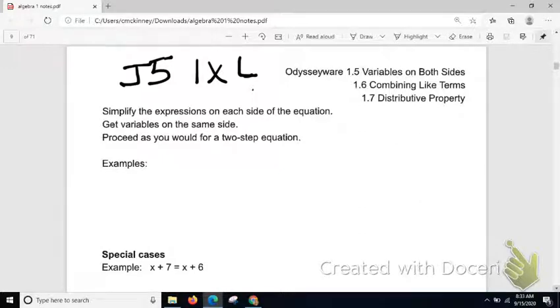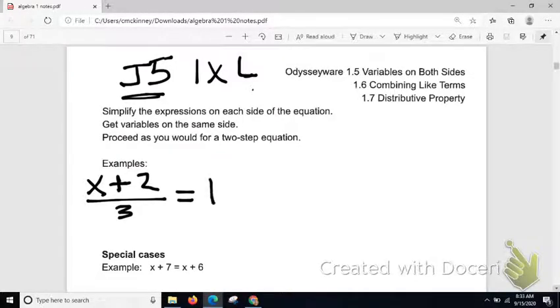So first example is like what I gave you yesterday. This is an example that you would see in J5. And this is really still a two-step equation, but it follows a little different rules because the whole top, right, the x and the 2 are part of the fraction. So in a case like that, we're going to have to multiply first to get rid of the fraction.